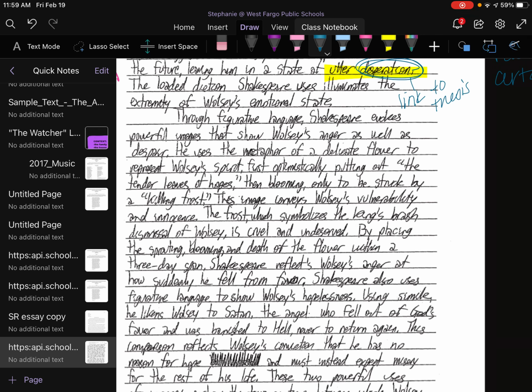Through figurative language, Shakespeare evokes powerful images that show Wolsey's anger as well as despair. He uses the metaphor of a delicate flower to represent Wolsey's spirit, fast optimistically putting out the tender leaves of hope, then blooming, only to be struck by a killing frost. This image conveys Wolsey's vulnerability and innocence. So a couple things. First of all, they have a very clear claim right there, right? I know exactly what they're going to be writing about.